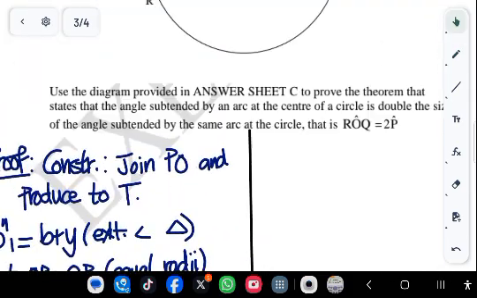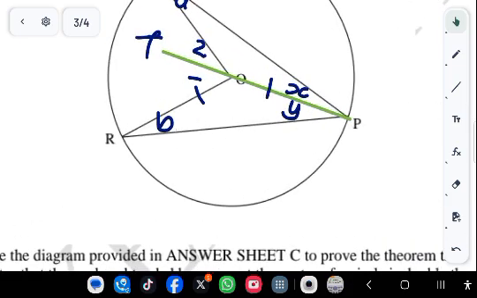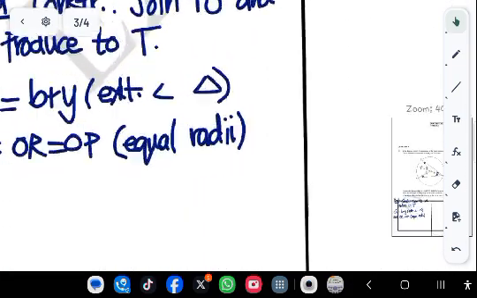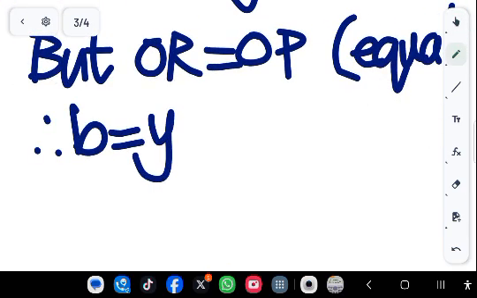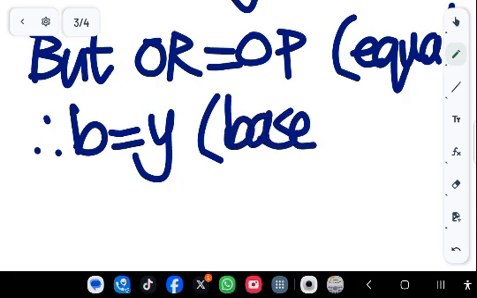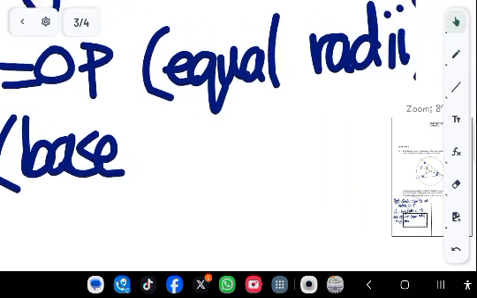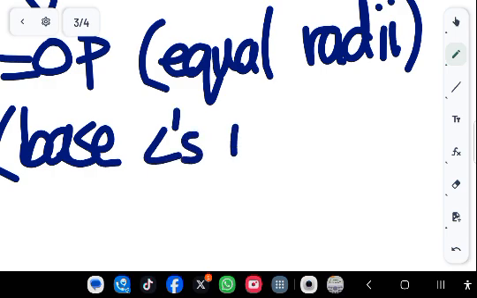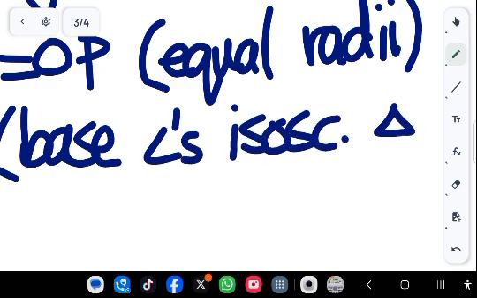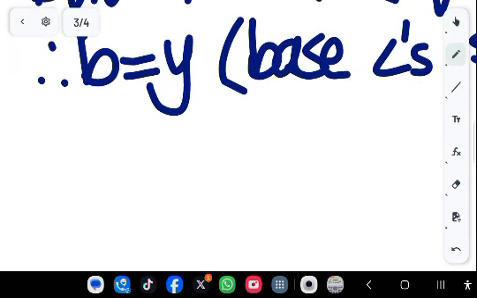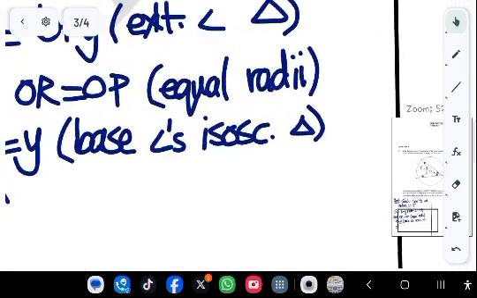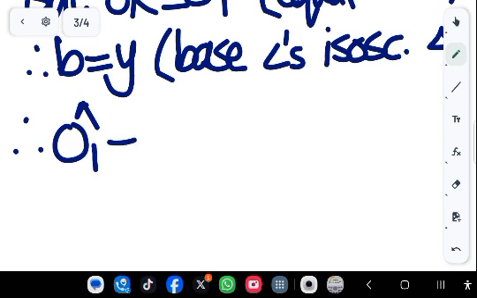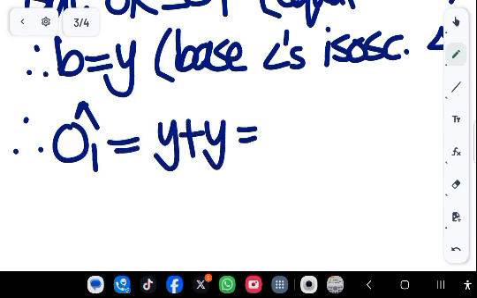Therefore, angle B equals angle Y, base angles of isosceles triangle. You can simply say OR equals OP, base angles, isosceles triangle. Now, therefore, angle O1 is equal to y plus y. Therefore, angle O1 equals y plus y, which is equal to 2y.